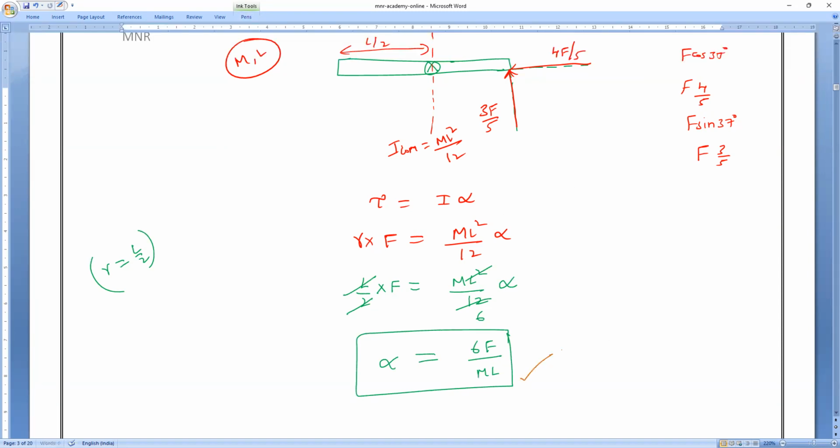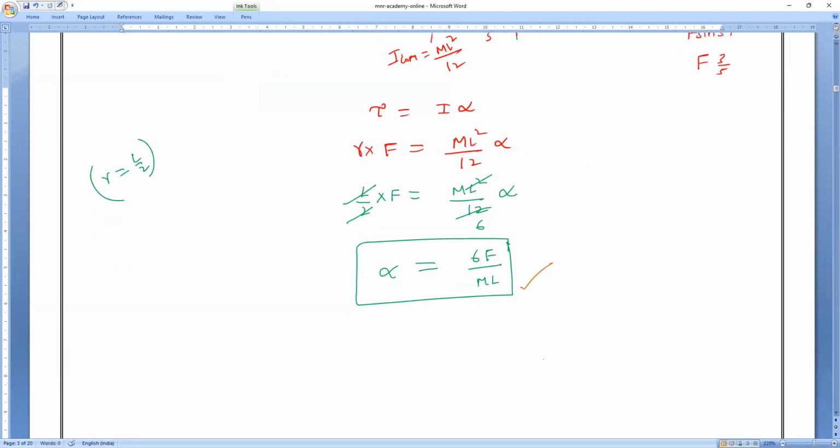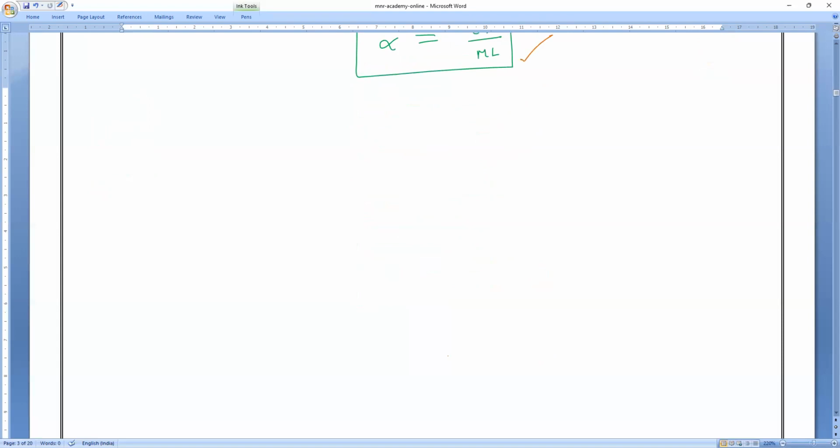Any doubt, anybody can ask me. Are you clear, all of you? Yes, sir. Next. Second subdivision: acceleration of COM of the rod. I'm not putting initially, there is no word initially.